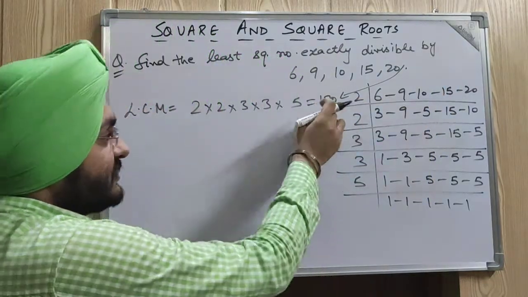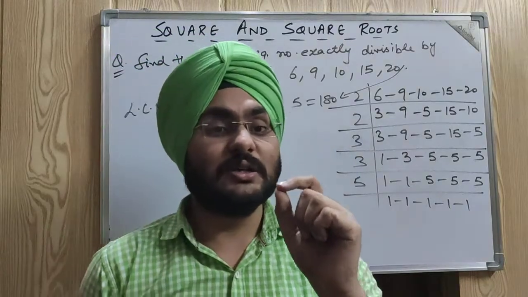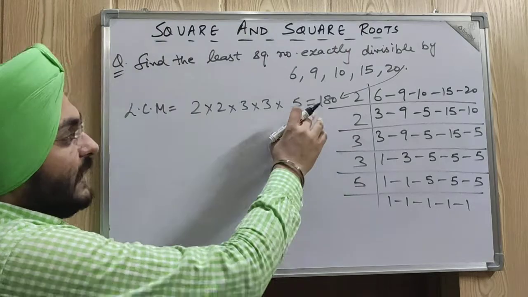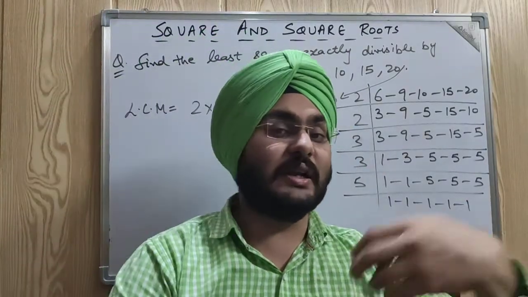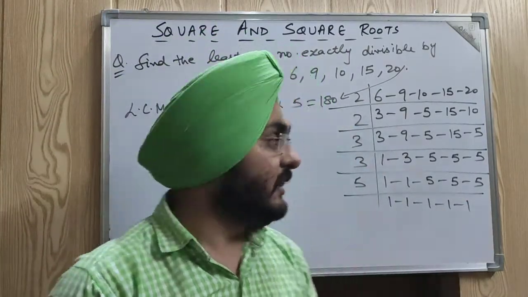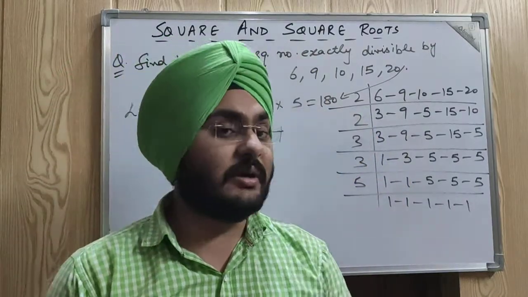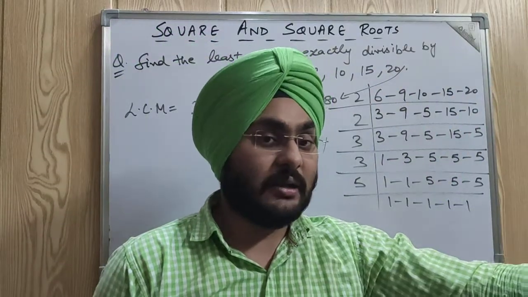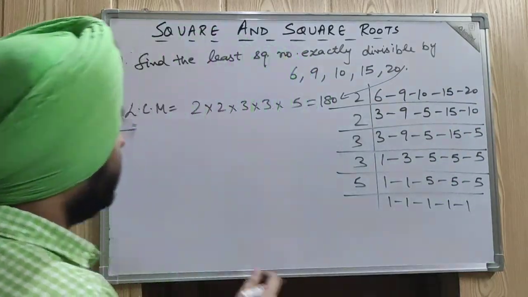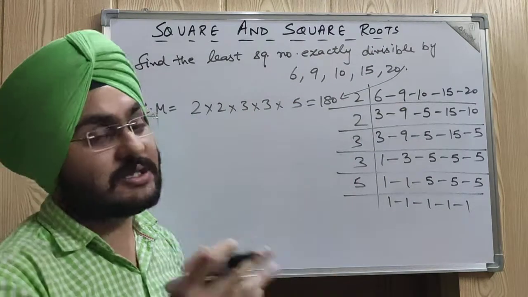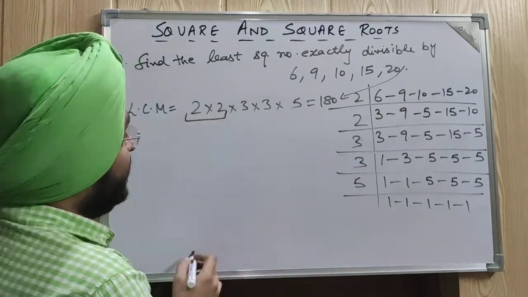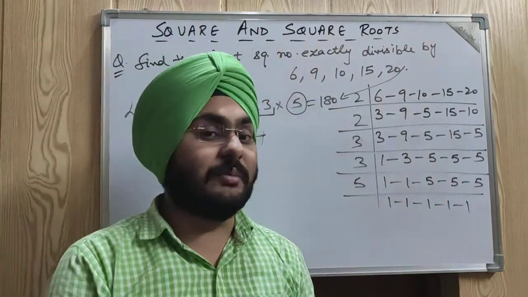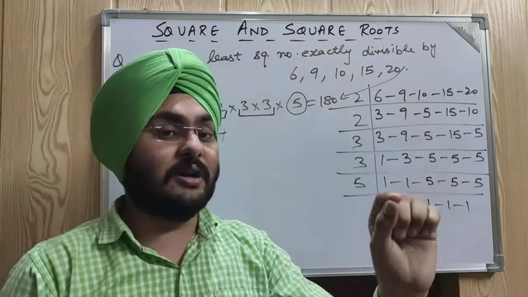But this 180 is not a perfect square, or I can say 180 is not a square number. So how can you do this? You can either multiply this number with something or divide by something. If you divide 180 by anything, the number will not be divisible by all of these numbers. But if you multiply, then it will be divisible. So just find which pair is missing. We have a pair of 2, a pair of 3, and we are left with just 5. It means if we multiply this with 5, the pair of 5 will be there.